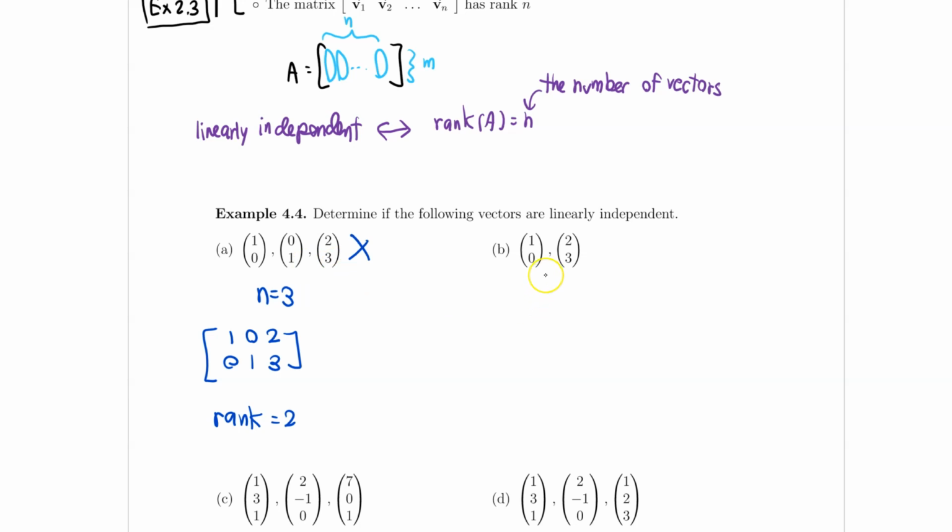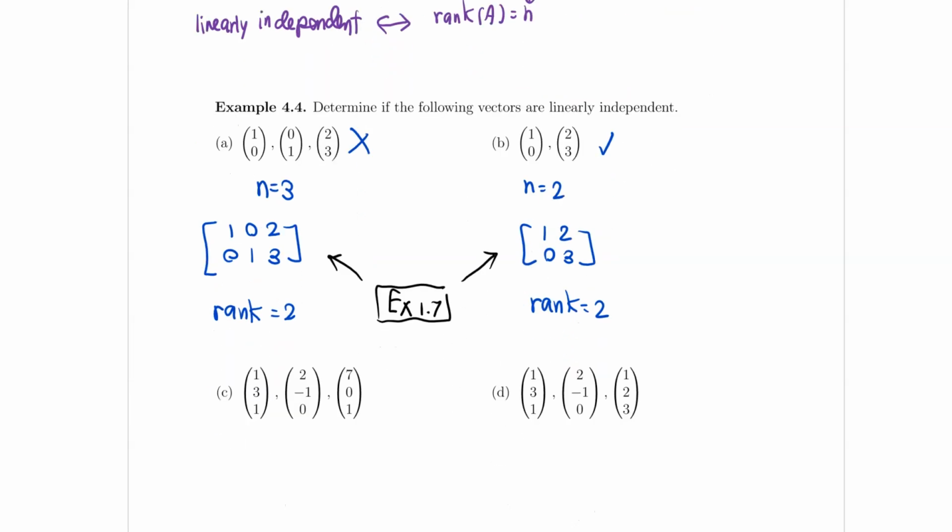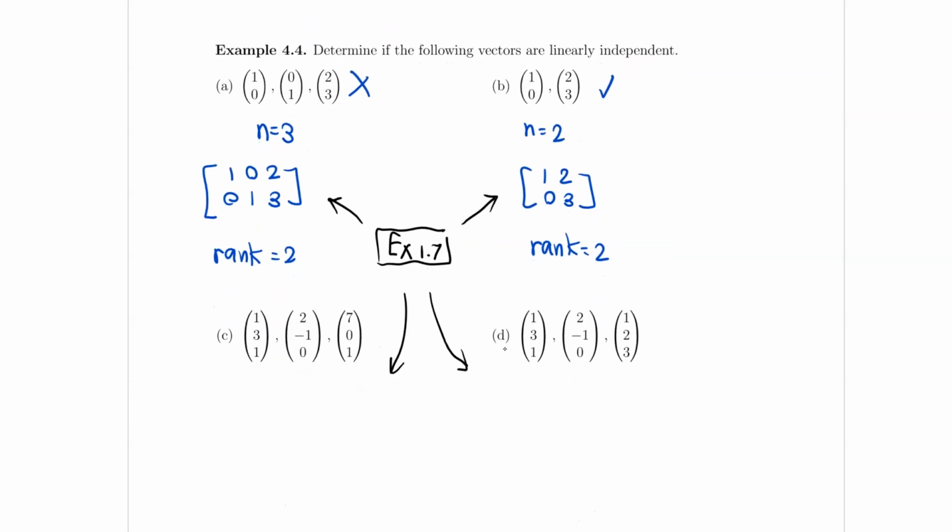But for the next one, I have 2 vectors here, so my n is 2. If I form a matrix which is 1, 2, 0, 3, the rank of this guy is going to be equal to 2. And because the rank of the matrix is equal to 2, which is the number of vectors, I can conclude then that these 2 guys are linearly independent. We actually have seen how to find the rank of this matrix in example 1.7. And this will apply to the next 2 matrices that we are going to have as well.